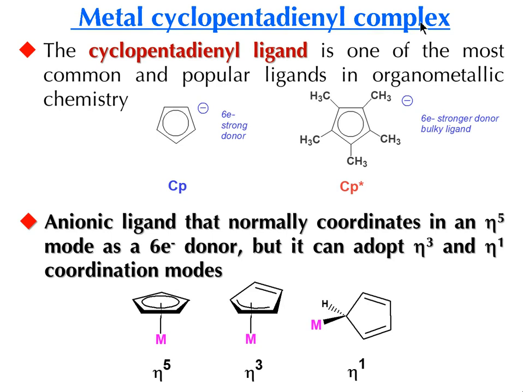Metal cyclopentadienyl complexes. The cyclopentadienyl ligand Cp- is one of the most important ligands in organometallic chemistry. The M-Cp bond is highly stable and Cp is never released from the metal. The hapticity of the cyclopentadienyl ligand can be changed from eta-5 to eta-3 to eta-1. In eta-5, the Cp is an anionic 6 electron donor, in eta-3 an anionic 4 electron donor, and in eta-1 an anionic 2 electron donor.